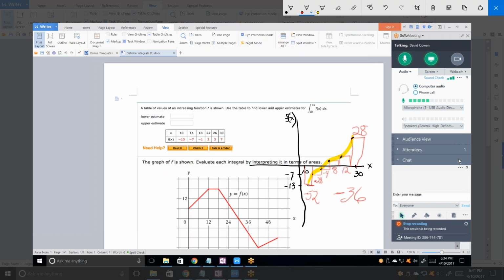And it's okay to have a negative area. The area under the curve, anything under the x-axis is negative. Okay? Now let's see if in black I can do the upper estimate. Well, the upper estimate uses right-hand endpoints. Let's see. First of all, I got that dot in the wrong spot. Let me put it there.